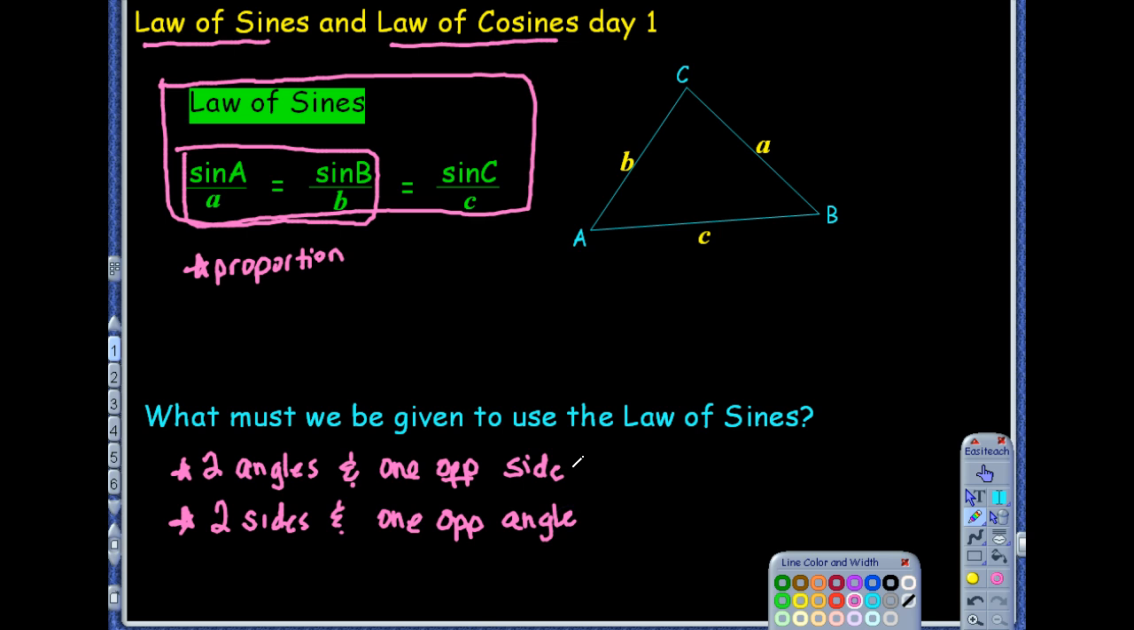Now, one thing I want to stress is, if they give you two angles, you technically know the third angle. Knowing the opposite side is important for you to understand, but if I give you two angles, let's say angle A and angle B, you could find angle C. That's true, but you still need one of the opposite sides. So that's the thing I want you to keep in mind.